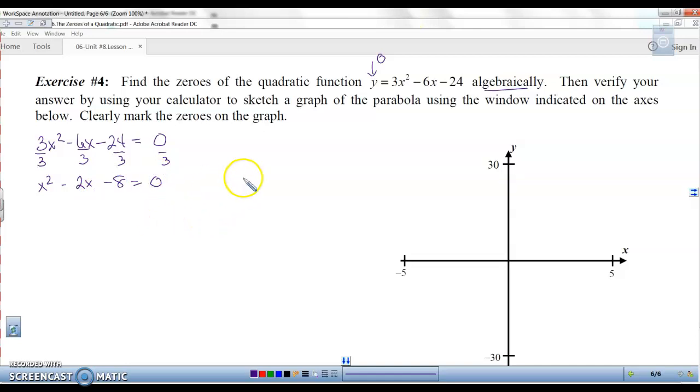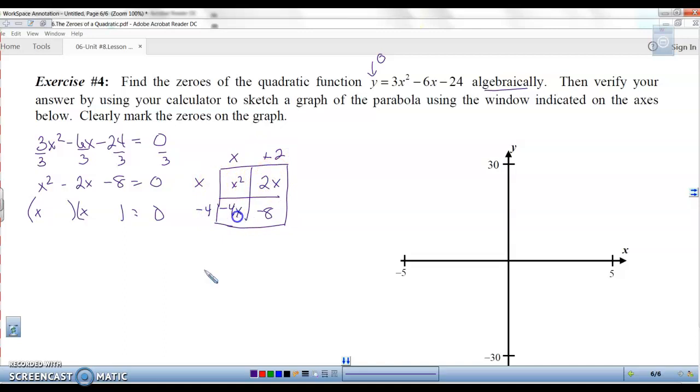Okay, now we want to factor to find our zeros. We have x squared, negative 8. All right, we know this has to be x and x. Here's my two bubbles. We know this has to be x times x. The factors of negative 8 that give me negative 2 would be negative 4 and positive 2. So that gives me 2x and negative 4x, because that'll add up to negative 2x in the middle. So this is x minus 4, x plus 2.